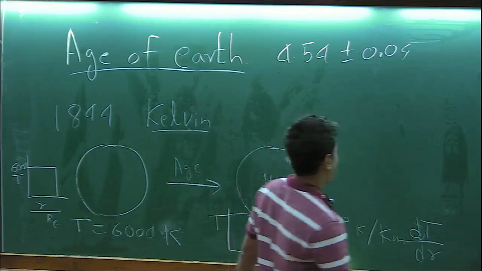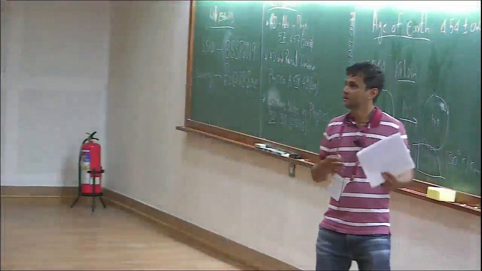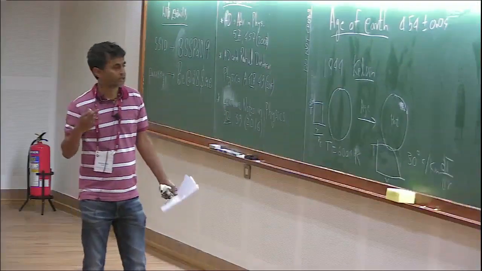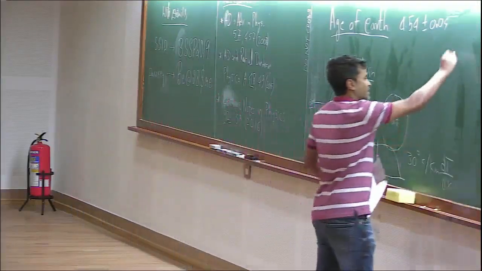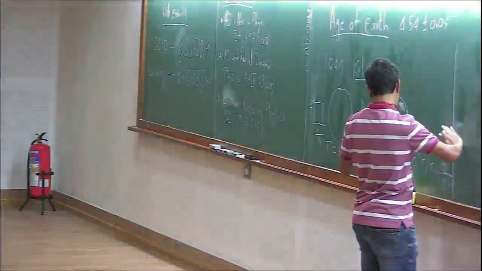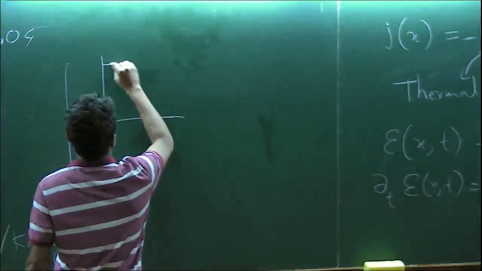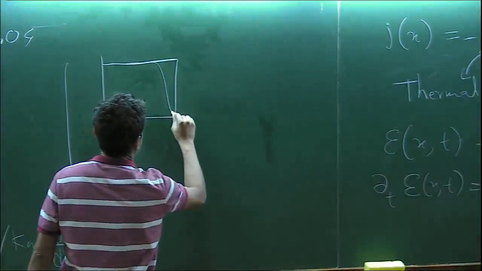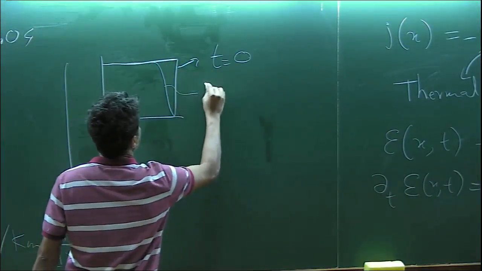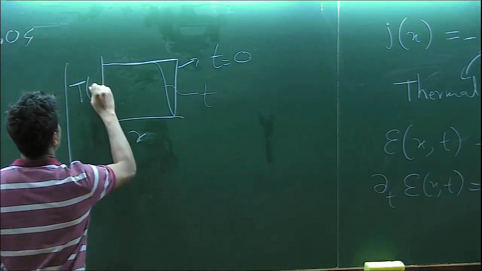Of course, you have the diffusion equation, and you can solve it with whatever boundary conditions. But you can also do a simple argument, and I'll tell you this argument to get this number. Basically it starts like that, and then it becomes like that after some time. So this is at time t equal to 0, and this is at time t after some years, and this is the temperature as a function of radius.